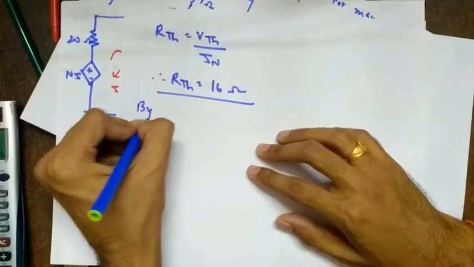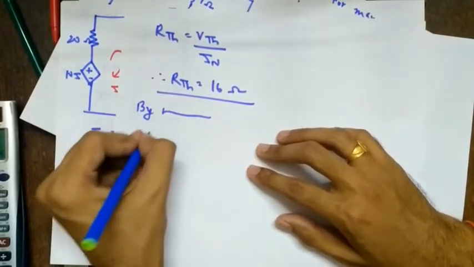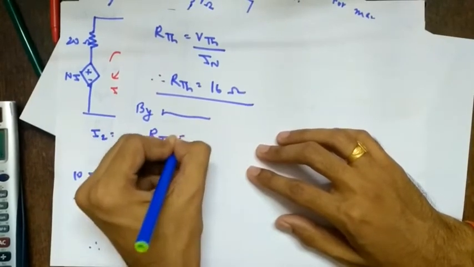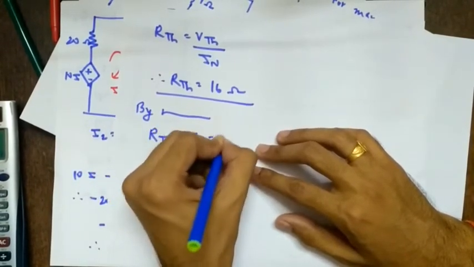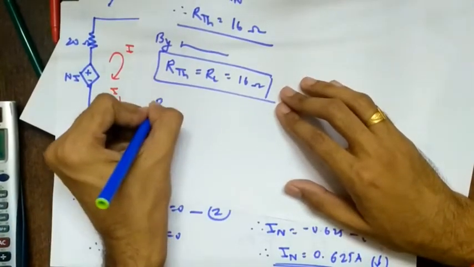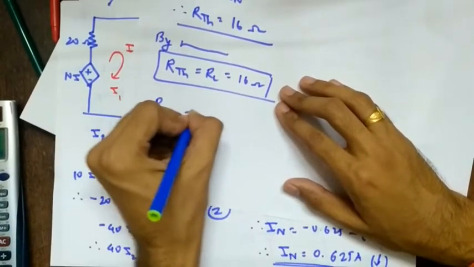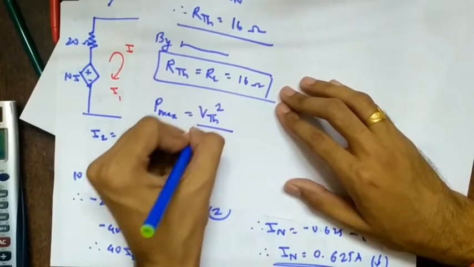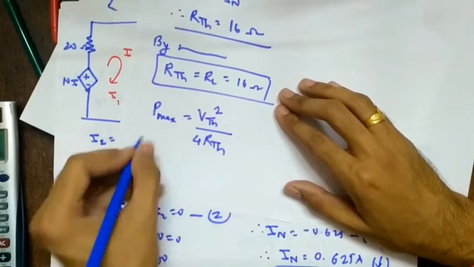So again we'll say by maximum power transfer theorem, maximum power is delivered from source to the load when RTH equals RL. So RTH equals RL equals 16 ohms. So this is the value of RL. And maximum power is delivered when Pmax equals VTH square upon 4 RTH. You have to write the formula.